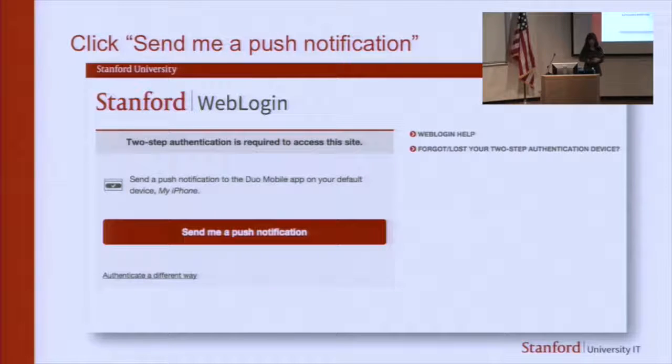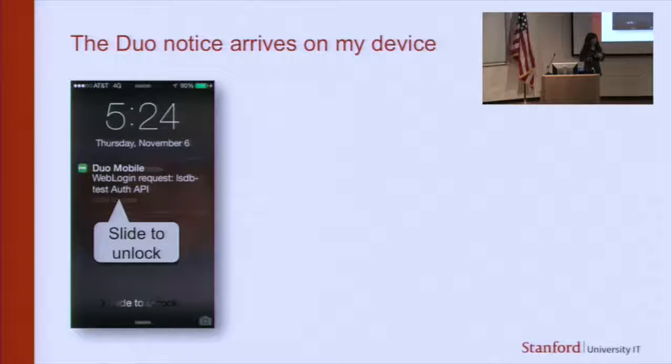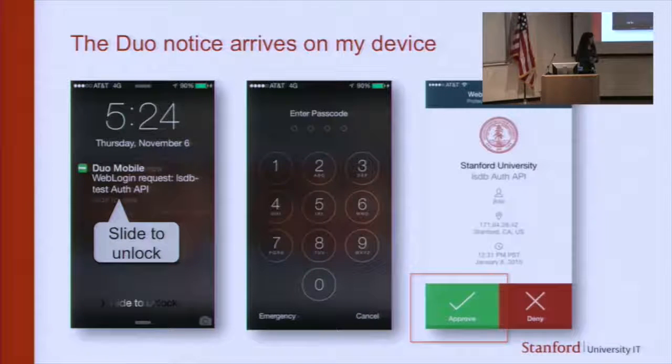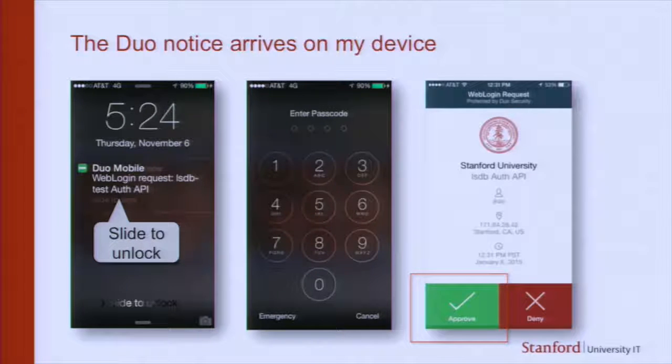Again, this is provided it's already set up. You click that button, send a push notification, your iPhone or your Android or your Windows mobile phone gets a notification. If you have that screen locked, you'll have to unlock the screen. You could actually slide, on an iPhone at least, the Duo Mobile web login request over to the right, and you put in your passcode, and then it launches the Duo Mobile app. And then all you have to do is click on approve, and then your website is pushed through. So that's really nice. You don't have to copy in any codes. I really like that.